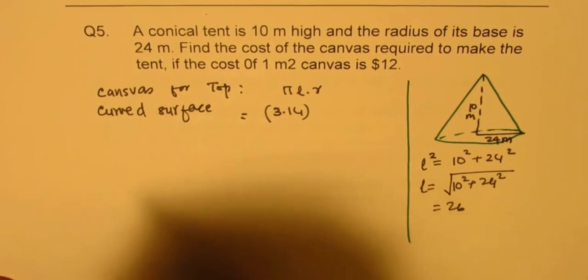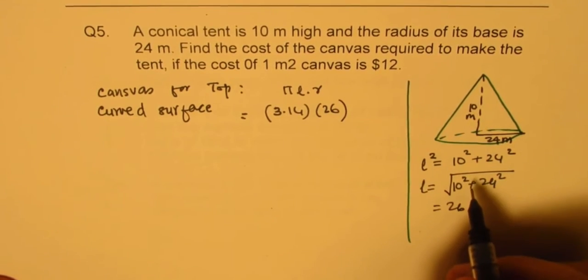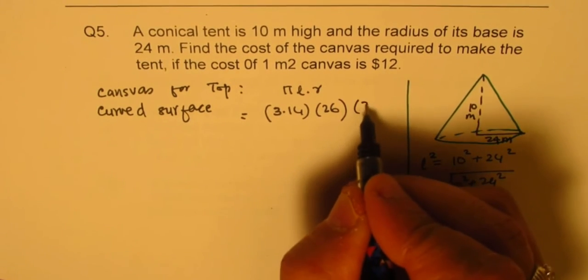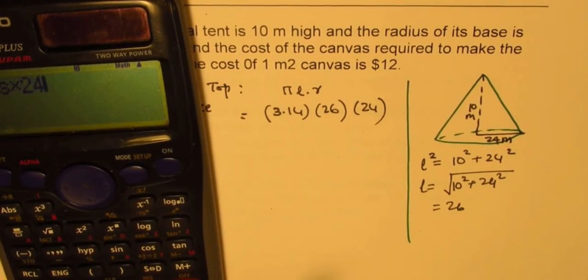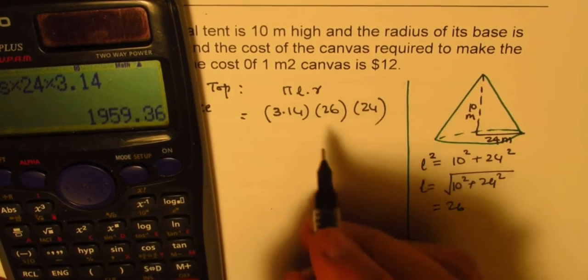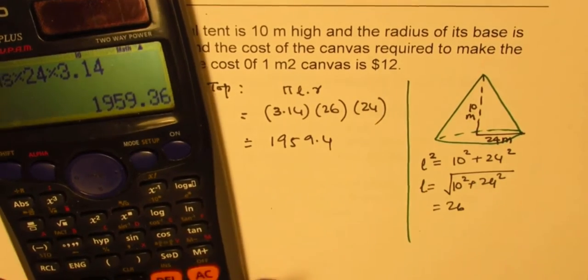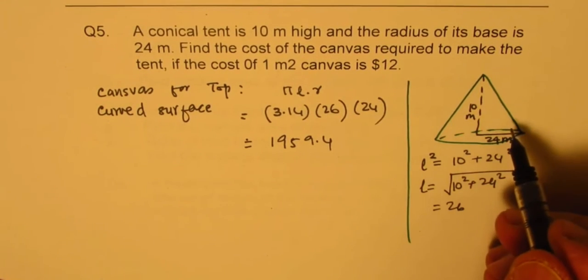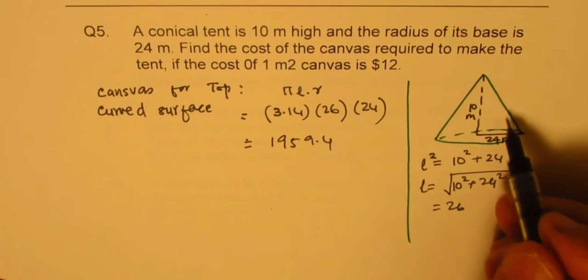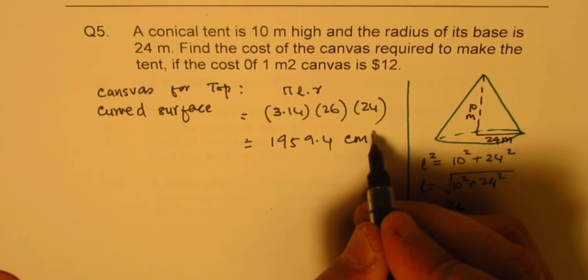So we know L is 26, right? So we just found L as 26. We'll write 26, and R is given to us as 24. So we'll multiply these, right? So we have 26 times 24 times 3.14, which is giving us approximately equal to 1959.4. Correct? So that is the curved surface area on the top of the tent. So we are assuming that we are only using the top, right?